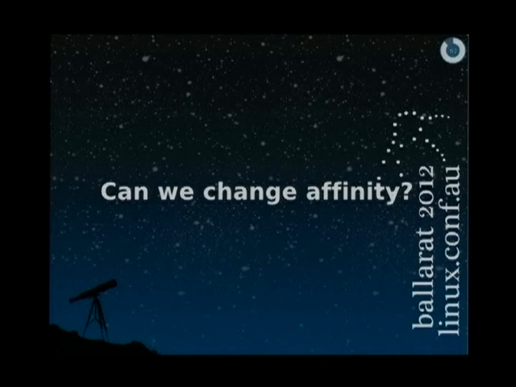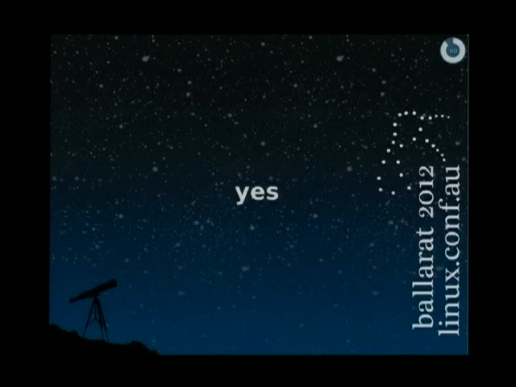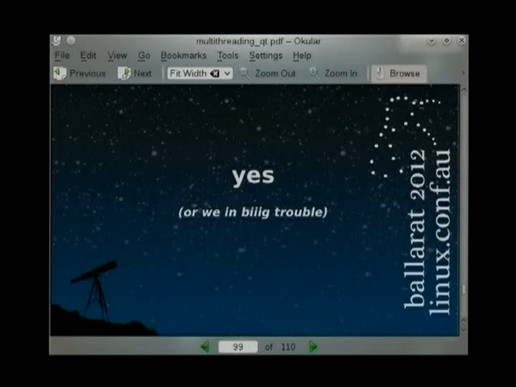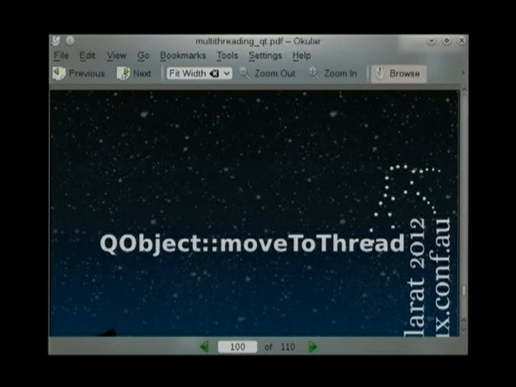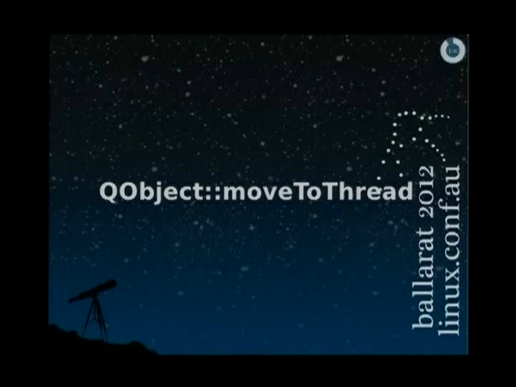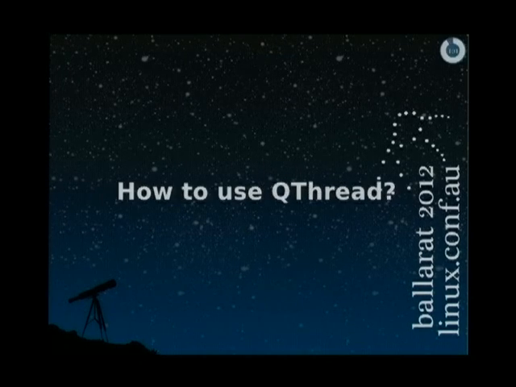So, can we change the object affinity? The answer is yes, luckily, because otherwise we would be in very big trouble. So the function, as you see without the presenter mode, is QObject::moveToThread. What does it do? It can be called on any QObject using a QThread as an argument. And what it does is basically move the object to a different thread.